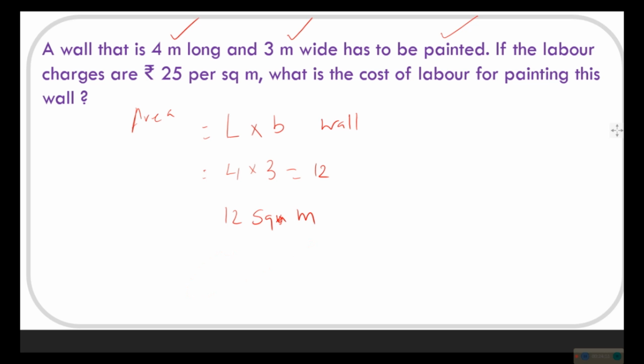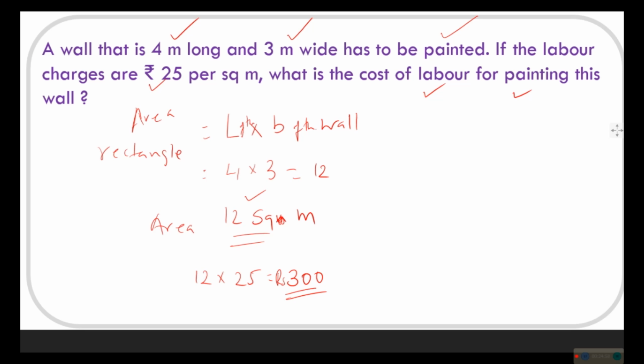Understood? 12 square meter is the area, because length of the wall and breadth of the wall, that is the formula for the area of a rectangle. Why is it a rectangle? Because length and breadth are different. Now it is given that if 12 square meter is the area, per square meter 25 rupees have to be paid. So 12 into rupees 25. If you do 12 into 25, what do you get? 25 times 6 is 150. 12 means double of it. 300 is the answer, and 300 rupees have to be paid, right? Rupees 300 we will give as labor for painting this particular wall.